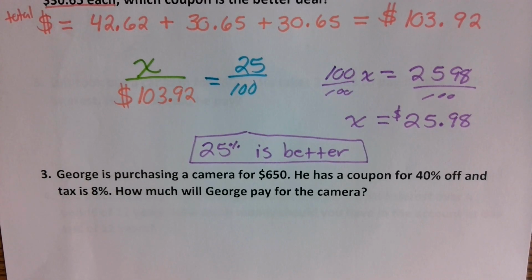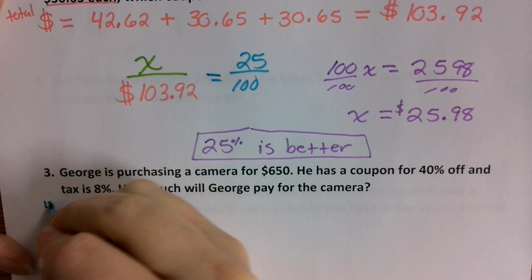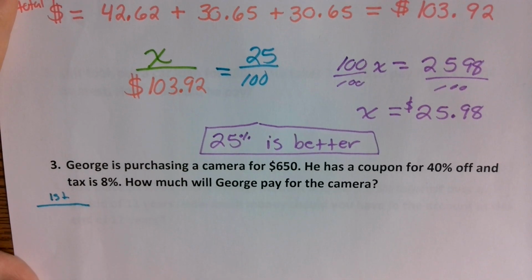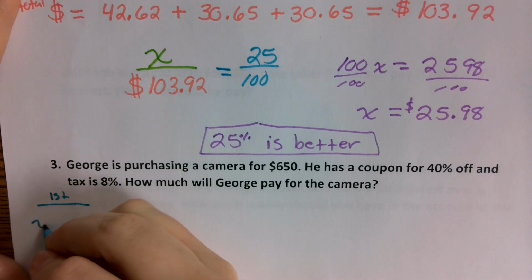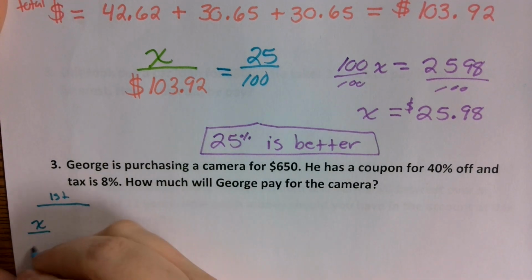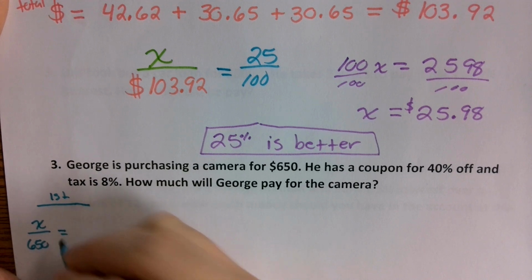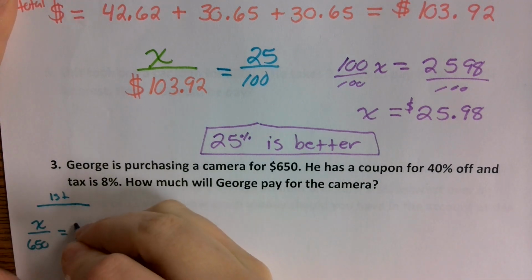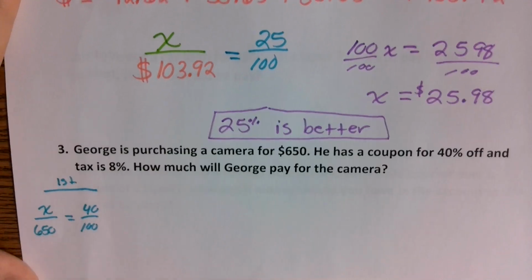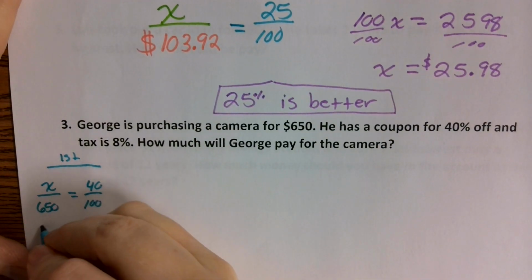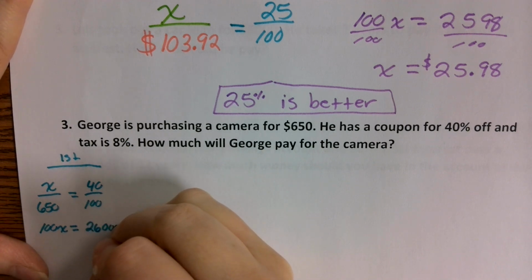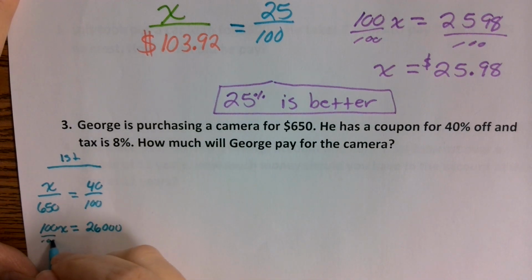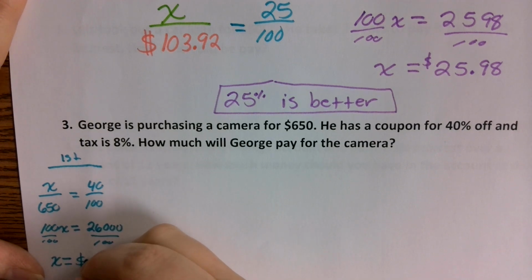So we've got to figure it out step by step. Step 1 is to set it up as X over money equals discount percentage over 100. So we're going to do X over our money, which is $650, equals the discount percentage, which was 40, over 100. And then we're going to work it out. That gives us 100X is now equal to 26,000. We would then divide by 100, and we would get that X is going to equal $260.